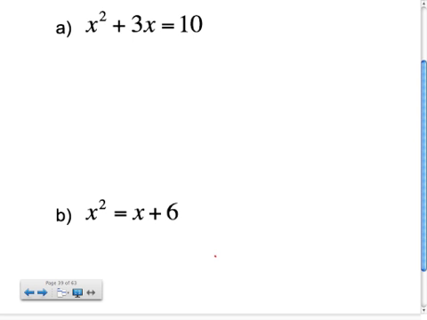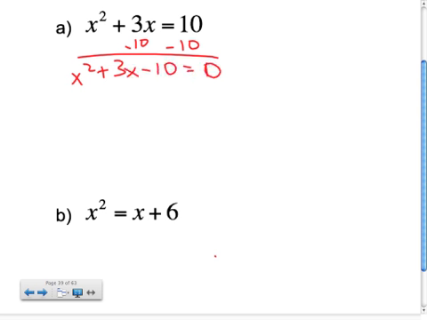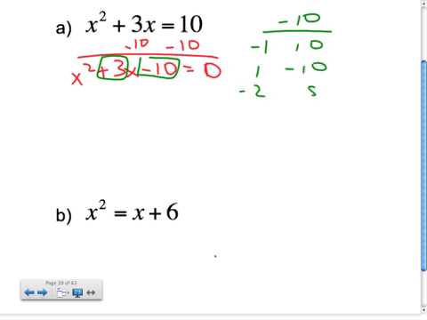Well, first thing you have to do is pull everything to one side. So minus 10, minus 10. And so I end up with x squared plus 3x minus 10 equals 0. And now from here, you got to go back and do what we were just doing. We got to factor this thing. Okay, so again, product, negative 10, sum is positive 3. So I have negative 1, 10, 1, negative 10, negative 2, 5, 2, negative 5, and that's it. Okay, so I ask myself which one of those adds up to positive 3. Negative 2 plus 5 is 3.